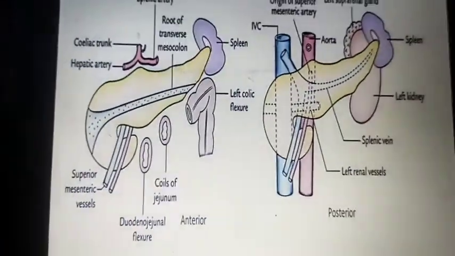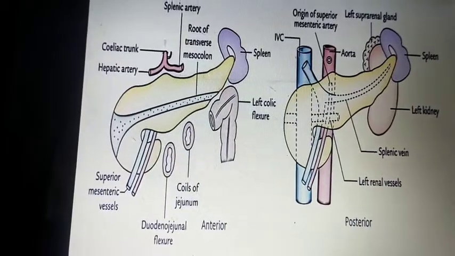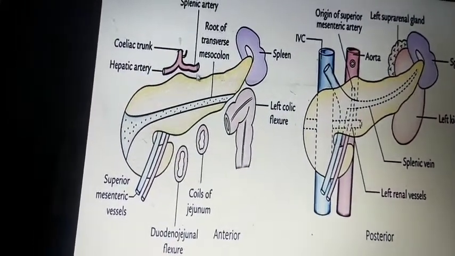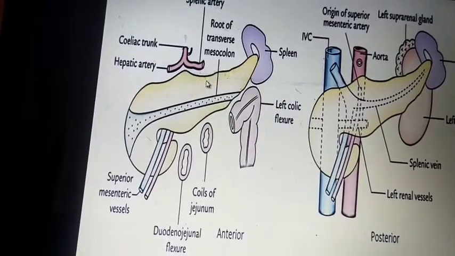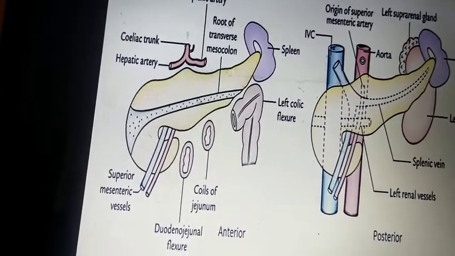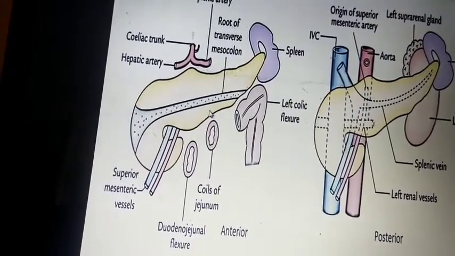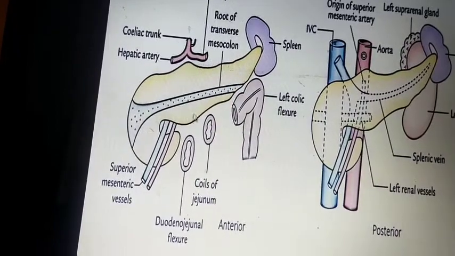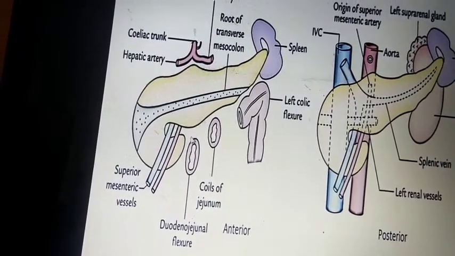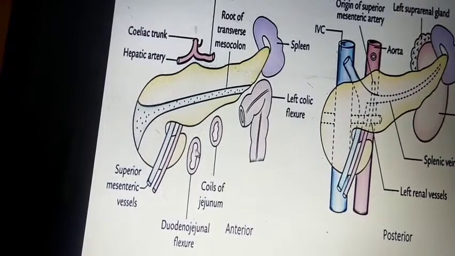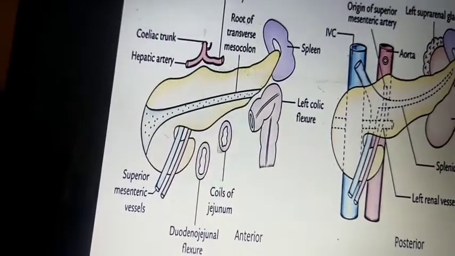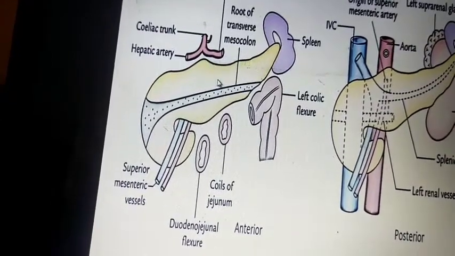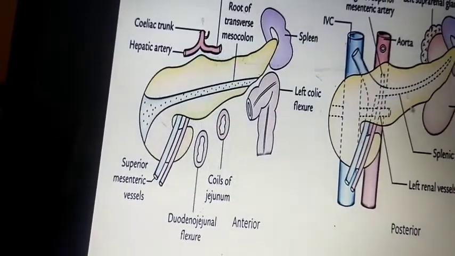The anterior surface has a relation with the lesser sac and the stomach. Here comes the anterior surface, and this is the inferior surface. On the inferior surface, the duodenojejunal flexure is present here, and the coils of the jejunum. This is the inferior surface, this is the anterior surface, and this is the posterior surface.